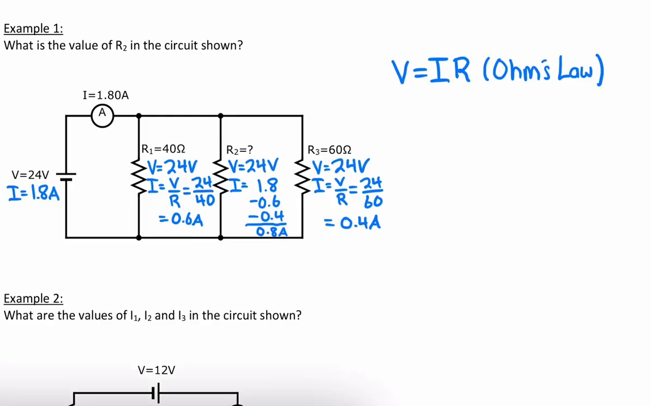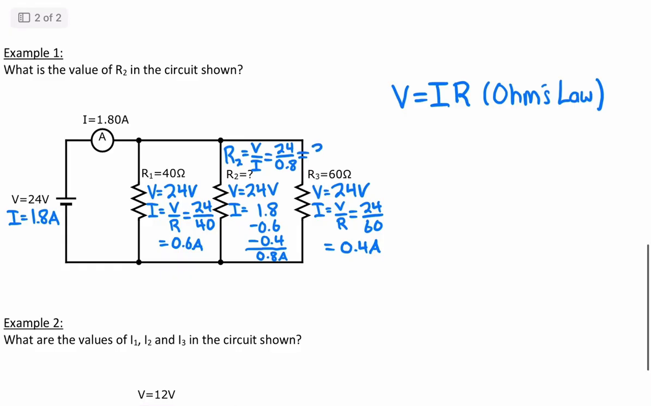And now again, I'm in a scenario where I know the current and I know the voltage at this middle resistor. So because I know two of these three things, Ohm's law can be used to find the third thing, which is what I'm looking for in this problem. So I can say R2 is going to be V divided by I, or 24 divided by 0.8, or 30 ohms.